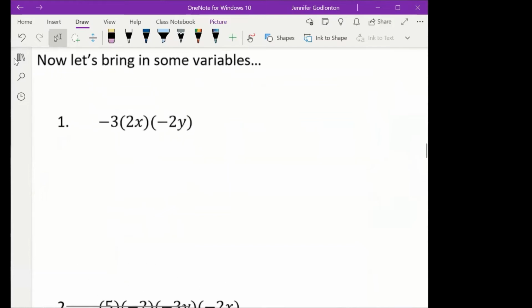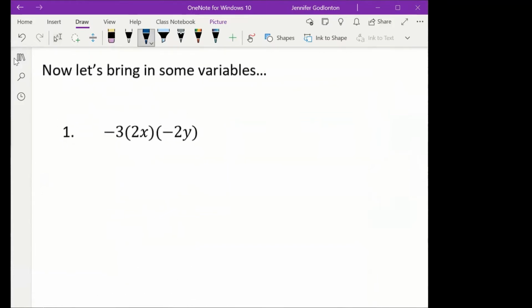Okay. So let's bring in some variables now. So we're going to keep our situation of signs, numbers, variables, and now we've also got the V that's going to come into play. Okay, so we've got a negative times a positive times a negative. So is my answer going to be positive or negative? So at the moment we're doing our signs. Is my answer going to be positive or negative? Good. Just be careful here. A negative and a positive is going to give me a negative, and a negative and a negative is going to give me a positive.